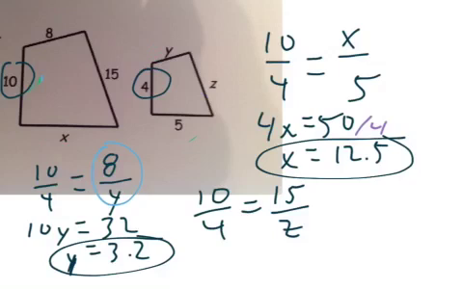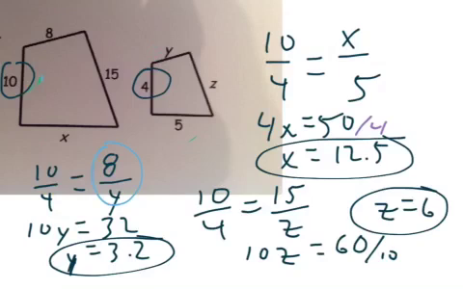Notice again I kept the same order. So solving again, I know that 10z equals 15 times 4 is 60. So dividing by 10, I know z is 6. And I just found all 3 missing sides, again using ratios, using corresponding sides, as we say, using proportions. So pause the video if you haven't done so and make sure you got all that information down.